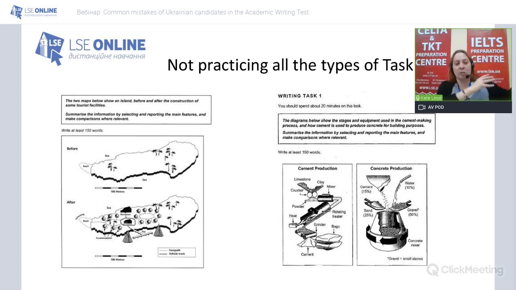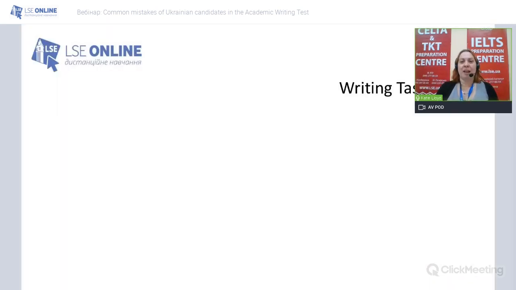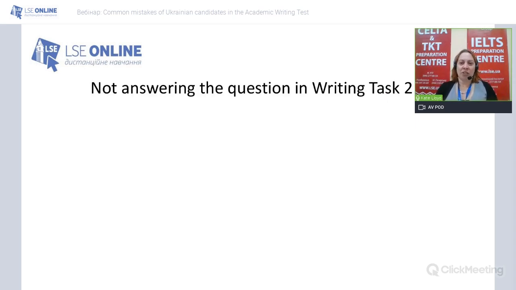All right, let's put task 1 aside for a minute and let's look at writing task 2. And look at the number 1 problem that I think students have. Students in Ukraine particularly with writing task 2. And this is often students who are very good at English. And they have really good language, great grammar. Their listening and their reading scores are fantastic. It's brilliant. But they don't answer the question. And this causes lots of problems.